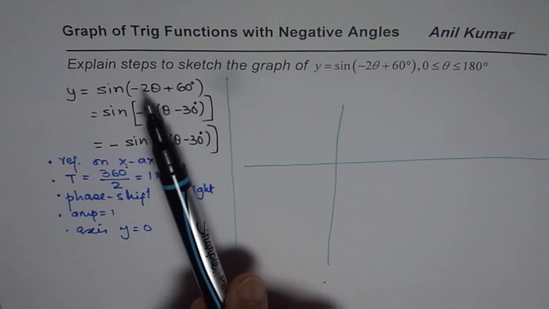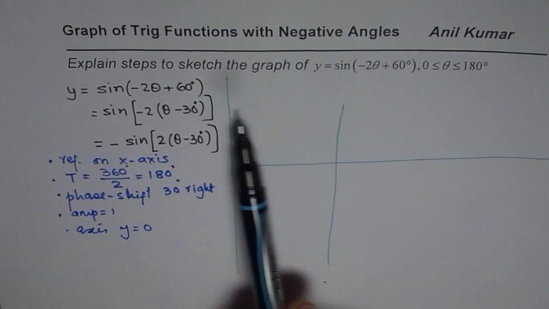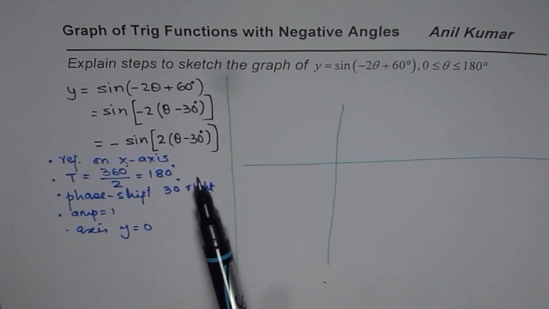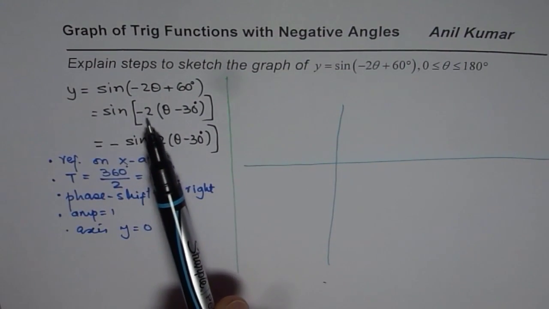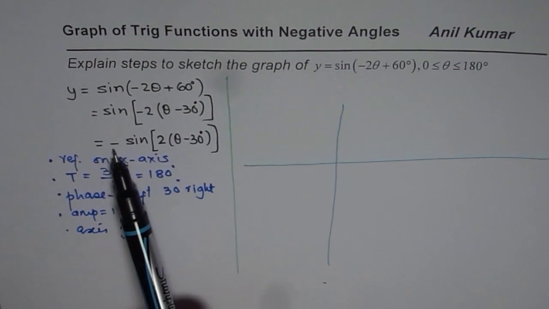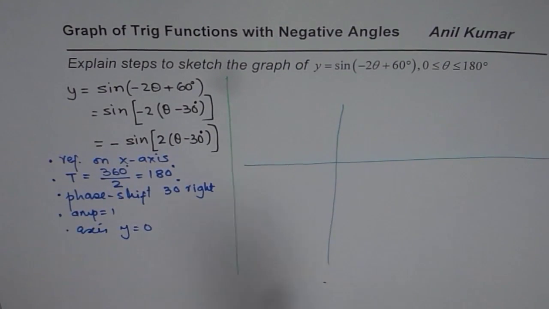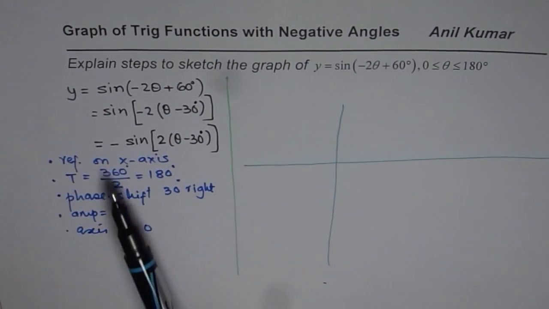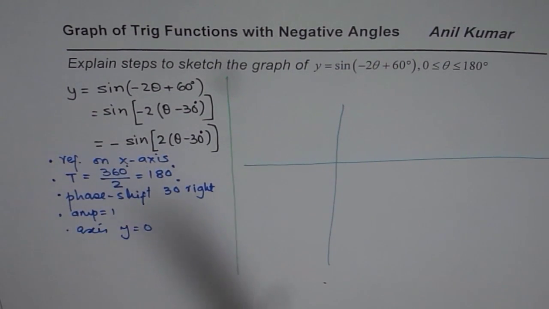Now there is another approach to sketch the same function. You could treat this as reflection on y-axis and sketch on this side. You could do that also, which is also correct, right? So both approaches are correct, but I am using this approach of writing it as a reflection on x-axis and then sketching, correct? So that is how I'm actually sketching my graph at present, but both are correct, okay?